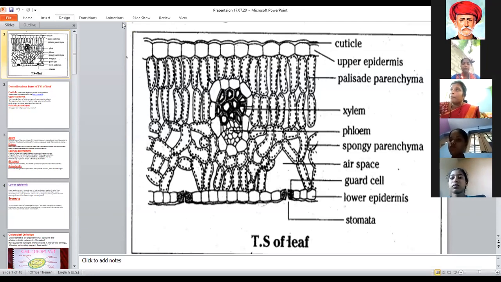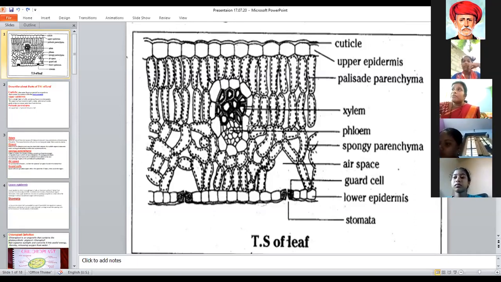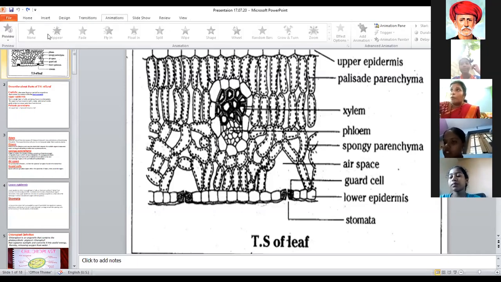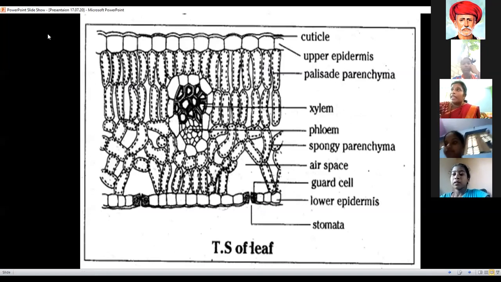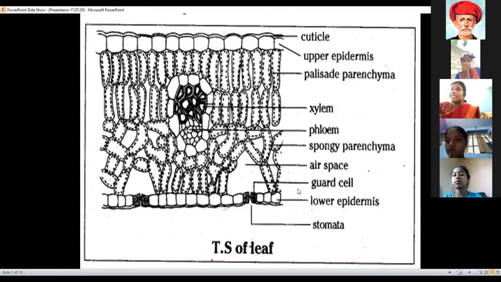Observe very carefully. The first part is cuticle, upper epidermis, palisade parenchyma, xylem, phloem, spongy parenchyma, air space, guard cell, lower epidermis, stomata. Once see this picture very carefully. Already we learned in the 9th class. But today, what is the TS of the leaf?